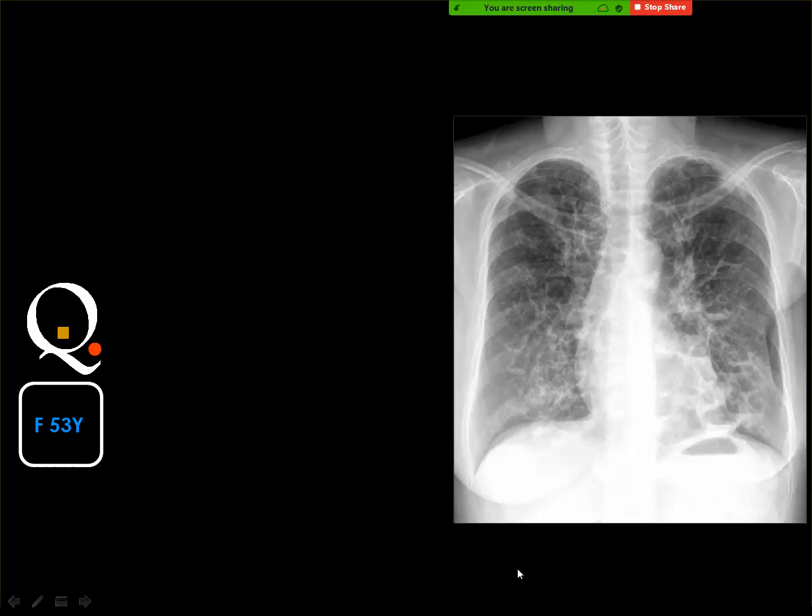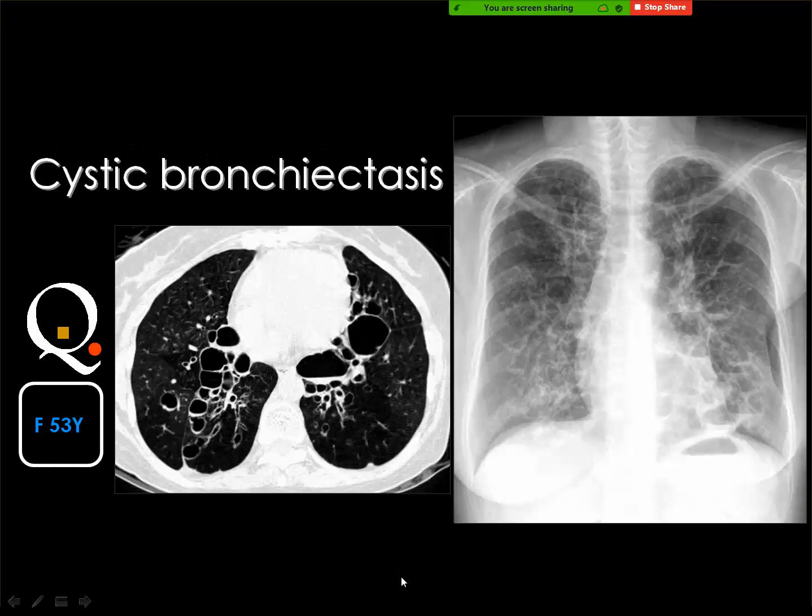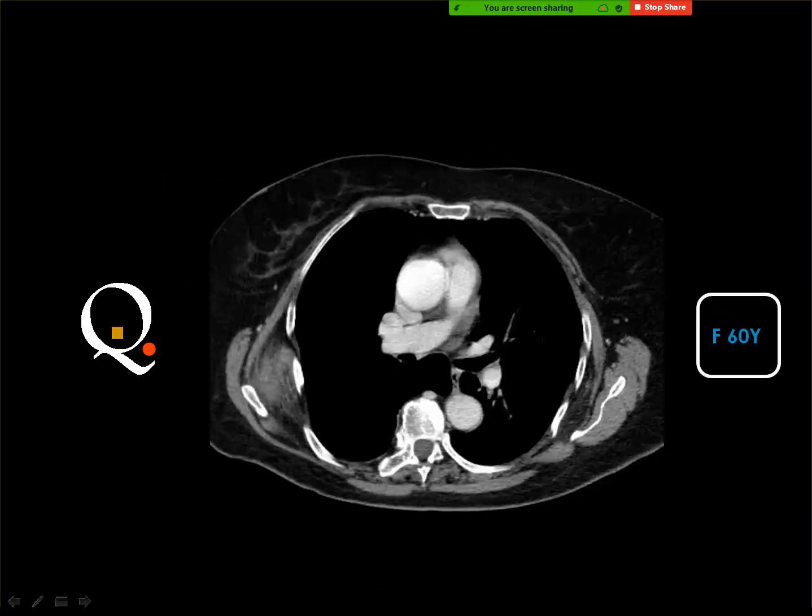Cystic bronchiectasis. Yes, and you see multiple cystic lesions in both sides, and you got some air fluid levels inside. This means that they are secondarily infected, and this is cystic bronchiectasis that is secondarily infected.